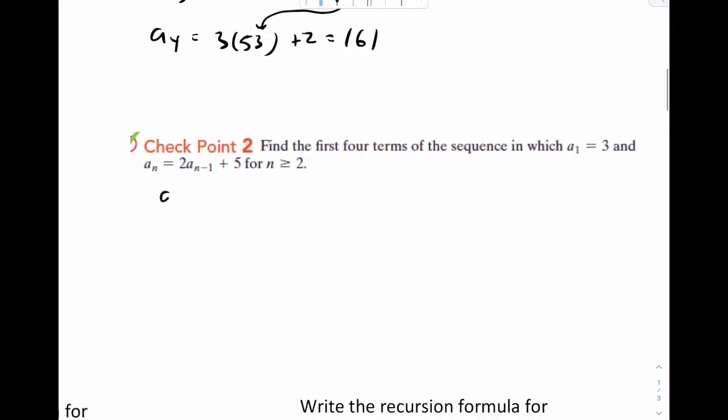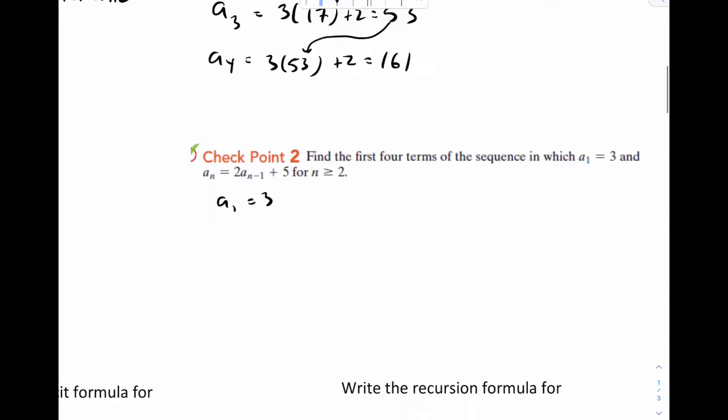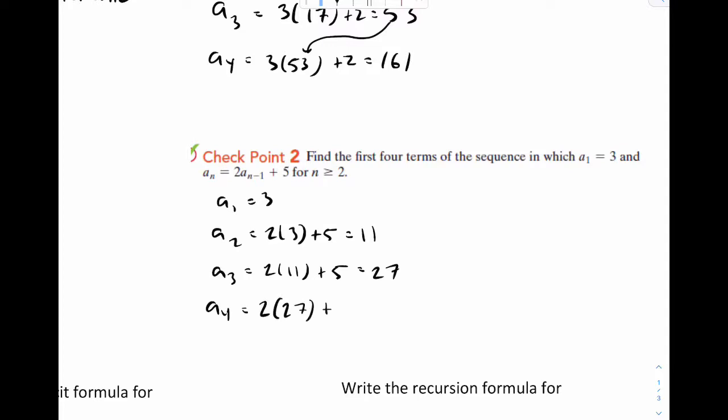Okay, let's try one more here. First 4 terms. So the first term is 3. Notice how it says 2 times the previous term plus 5. So that's going to be 11. 2 times the previous term plus 5. That's 22 plus 5, which is 27. And now the last one, 2 times the previous term plus 5. That would be 54 plus 5, which is 59.